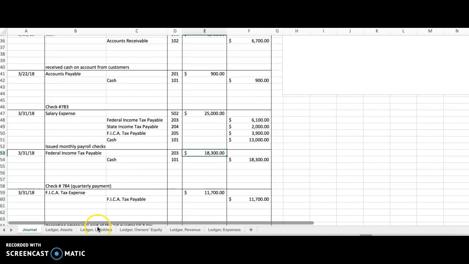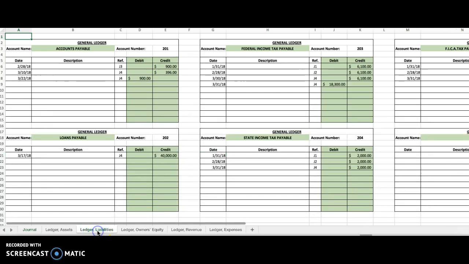Just to review, where did that come from? Well, if you look at the account, federal income tax payable, there were 3 credits. We have a monthly payroll in January, in February, and in March. You recorded that entry in March. So those 3 have credit balances of $6,100.